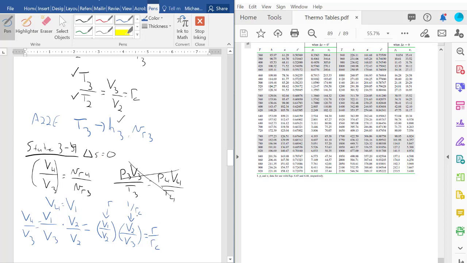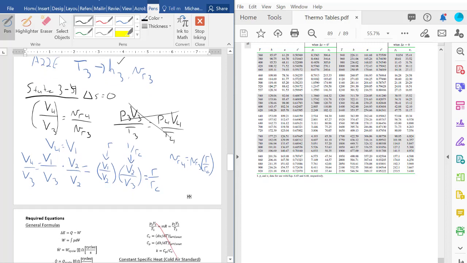So if I put this back, now I could get VR4 is equal to VR3, which we fixed back here, multiplied by R over RC. So this will give us VR4, and then once we have VR4, we can interpolate on A22E.